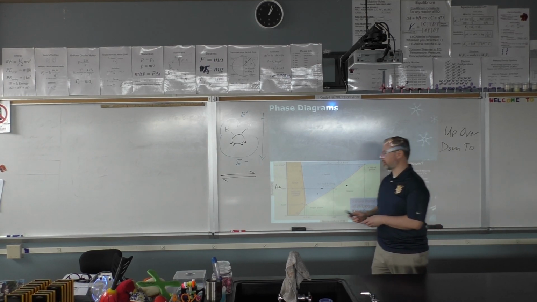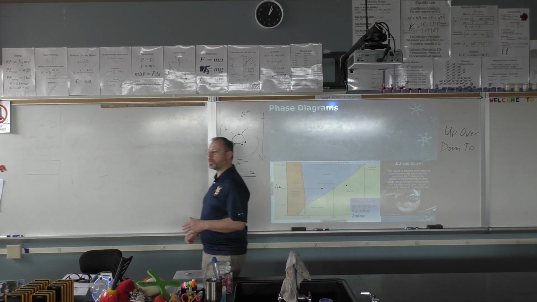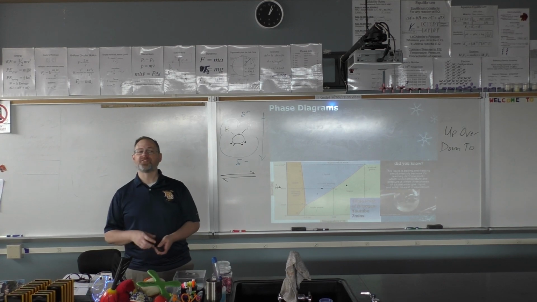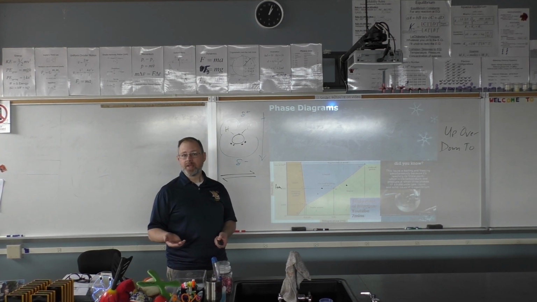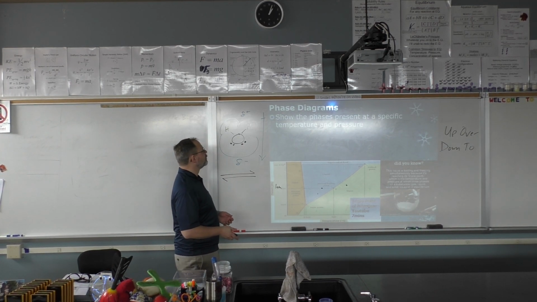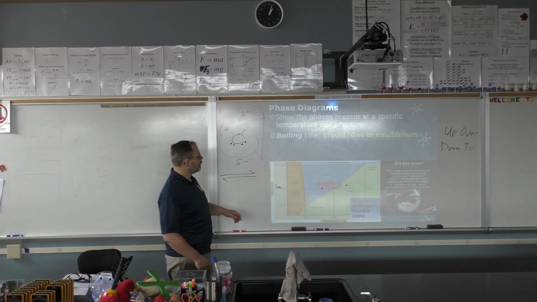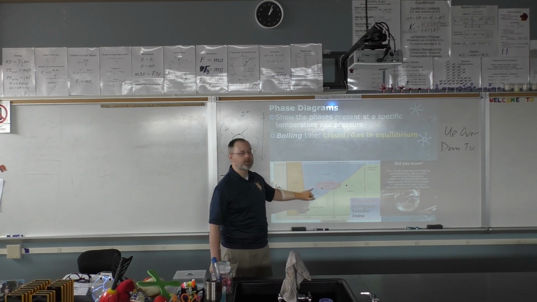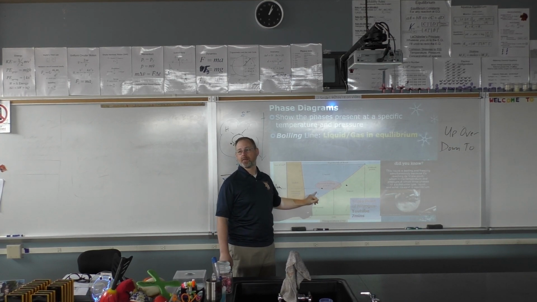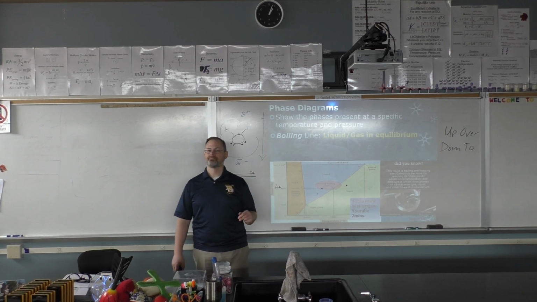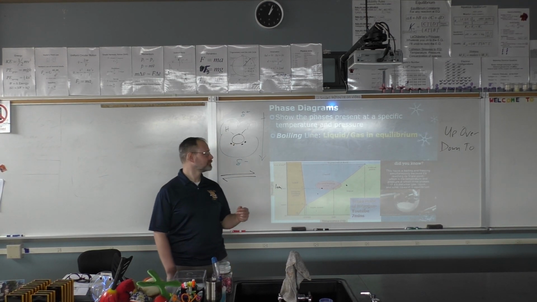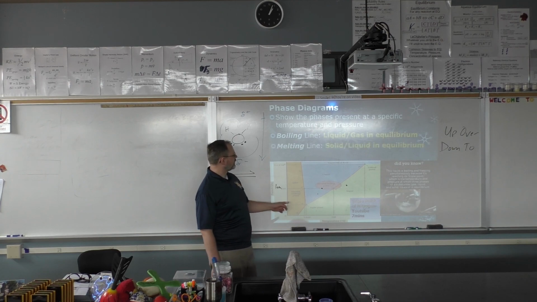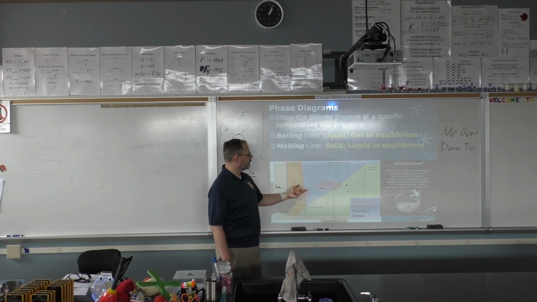So in the phase diagram, if you have a specific temperature and pressure, you can know exactly what phase you're at. Anything on the line will be in equilibrium. So this is the boiling line. Anything on this line, you have both liquid and vapor at the same time. You have both boiling and condensing at the same time. This line, of course, is the melting line, and of course there's also a sublimation line.